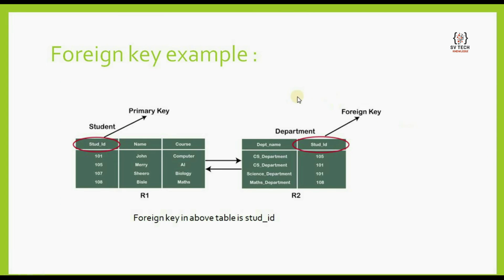Here we can take an example of a foreign key. We have two tables, a student table and a department table. To find the foreign key, we need two tables. In the student table, student ID is the primary key. It is referred to in the department table as a key. Then this key is called a foreign key. Student ID in the department table will be considered a foreign key.